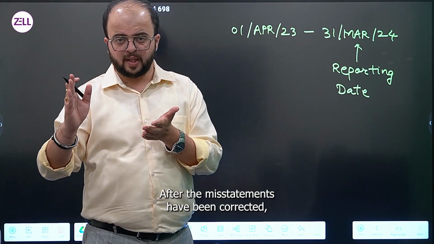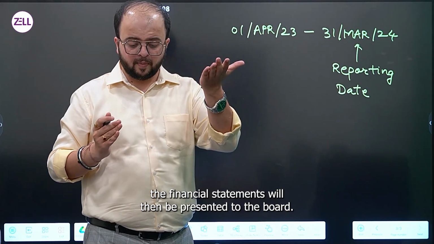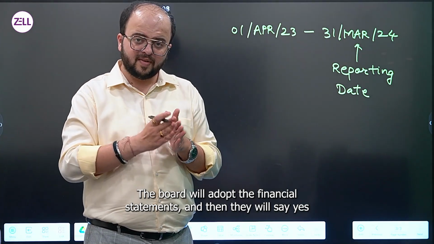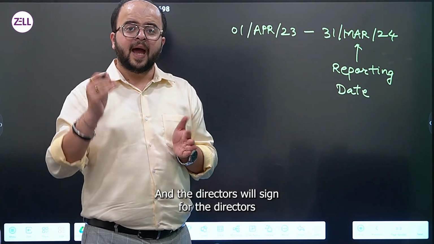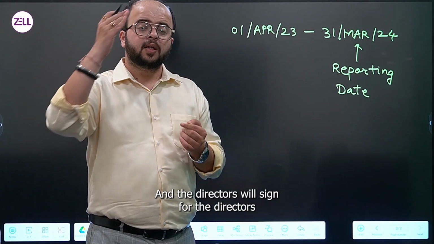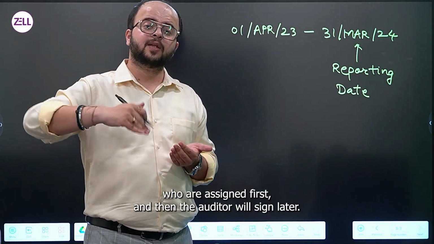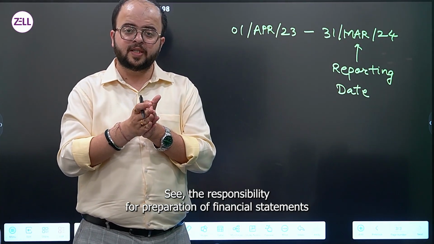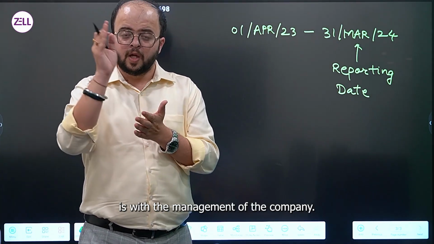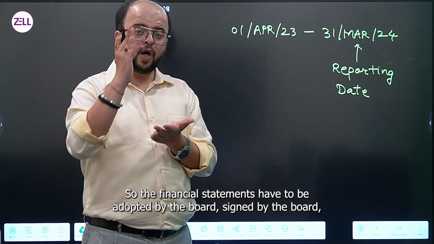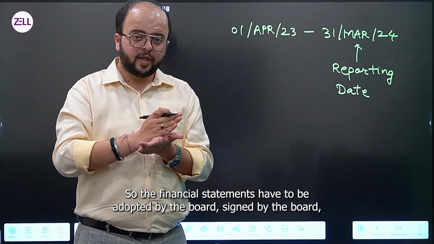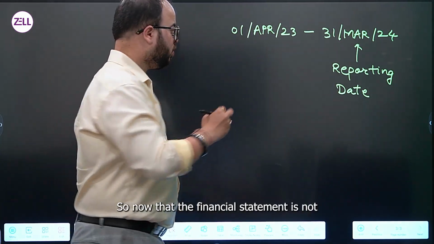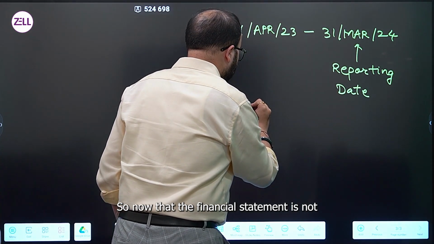After the misstatements have been corrected, the financial statements will then be presented to the board. The board will adopt the financial statements, as in they will say yes to the financial statements, and the directors will sign first. The directors will sign first and then the auditor will sign later. See, the responsibility for preparation of financial statements is with the management of the company. So, the financial statements have to be adopted by the board, signed by the directors first, and then they are signed by the auditor.